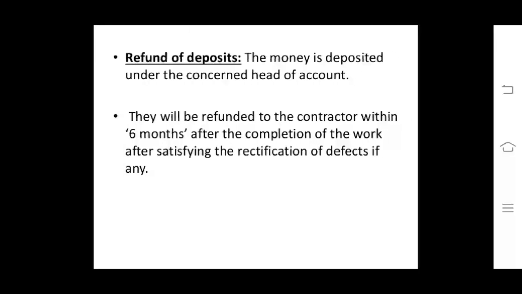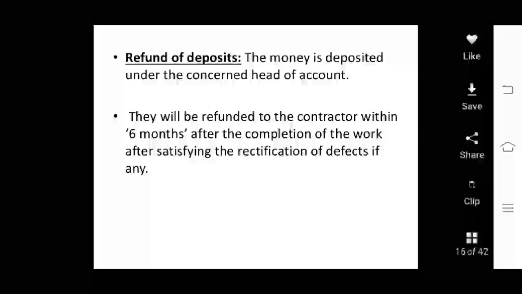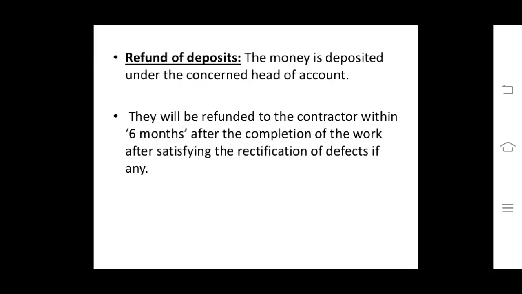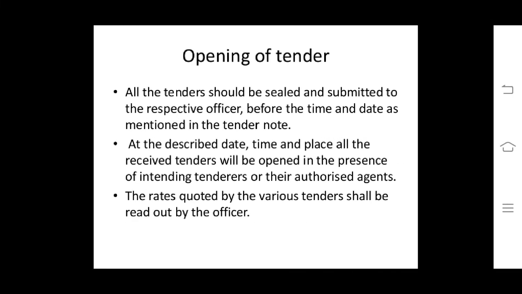Refund of deposit. The money is deposited under the concerned head of account. It will be refunded to the contractor within 6 months after the completion of work, after satisfying the rectification of defects if any. Now, in this session, we are discussing tendering terminologies.